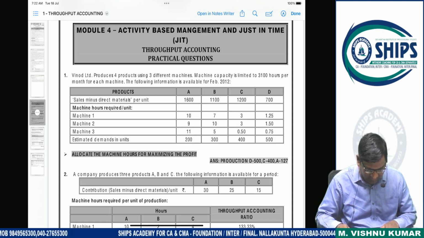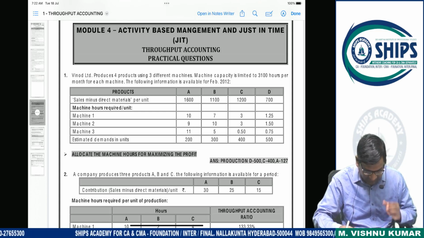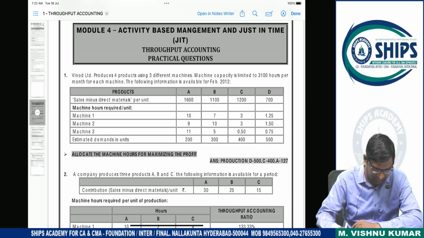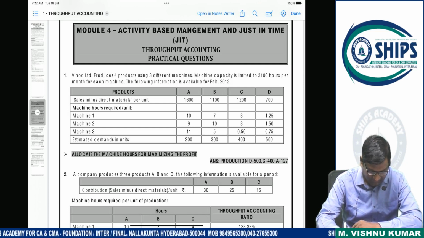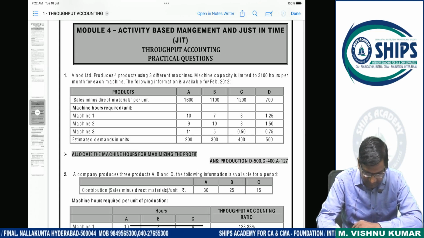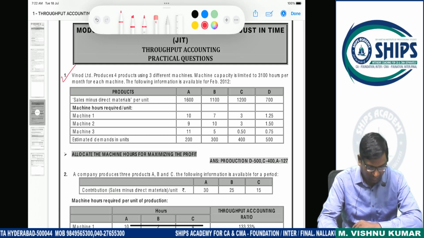Now we'll start the questions from our material. First we will solve question number 1. All these questions are already discussed. We only have to check whether there are any changes in the data or not. Okay, let me start. Now question number 1.